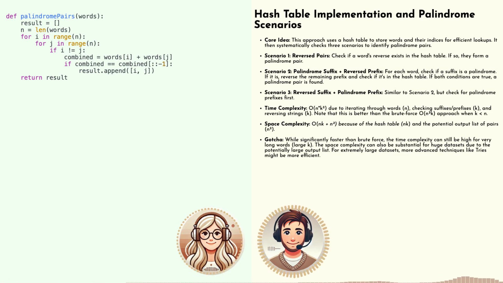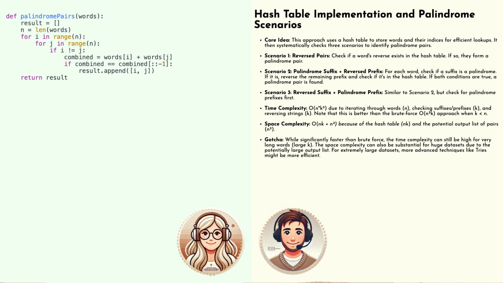Exactly. What's the third scenario? It's basically the mirror image of the second one. We check if the word has a palindromic prefix. If it does, we reverse the remaining suffix and look for that in our hash table. So like in our ban-ana example, we would check anana for a palindromic prefix, ana. Yes. Reverse the suffix, na, and look for it in the hash table.